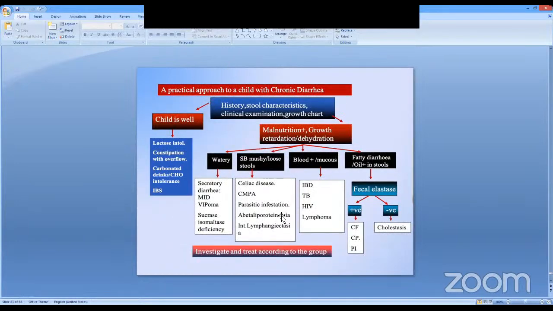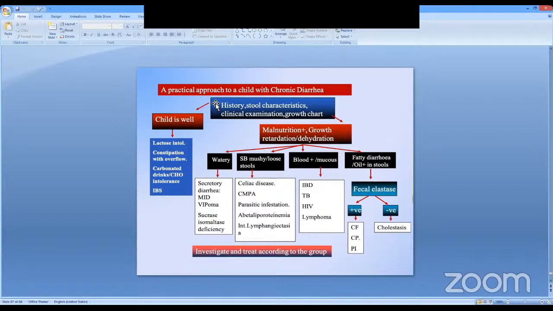So now I will summarize with a single slide. So practical approach to a child with chronic diarrhea. First, you see whether the child is well or unwell. If the child is well, think of lactose intolerance, constipation with overflow, carbonated drink with carbohydrate malabsorption, and IBS.